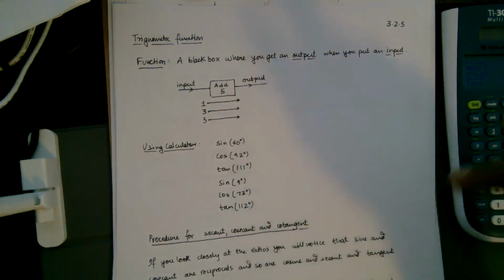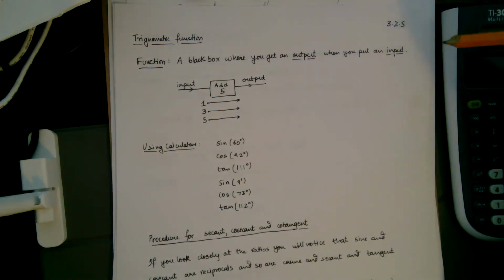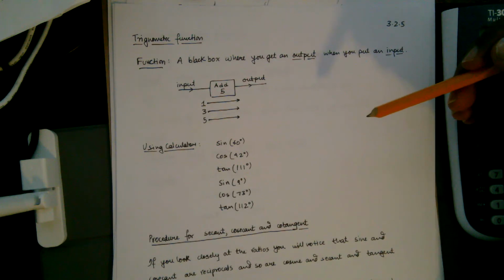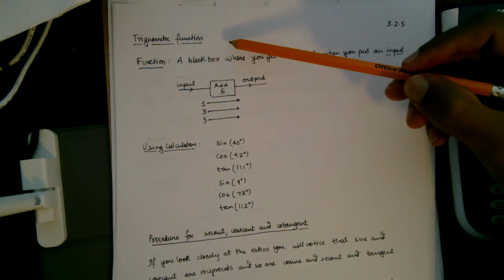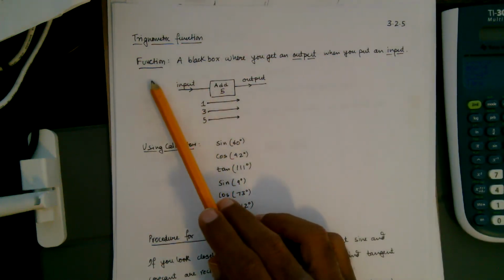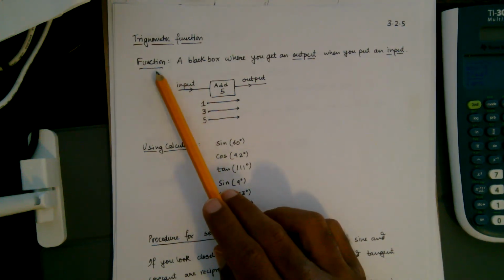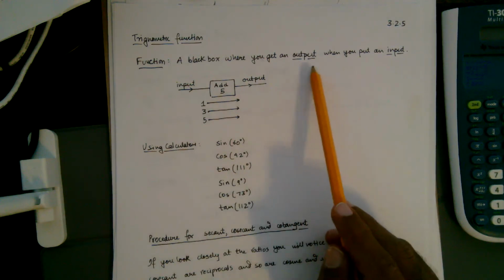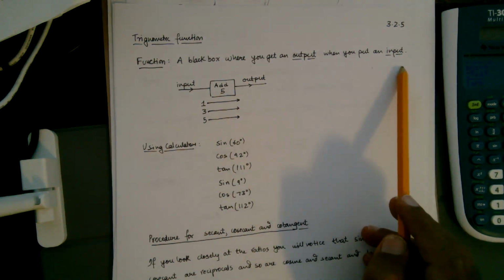Now, the next thing is, so far we have been looking at ratios of triangles, but we can create a different object out of this idea called a function. And these functions are called trigonometric functions. So a brief introduction into what a function is. The easiest way to think about a function is that it's a black box where you get an output when you put in an input.